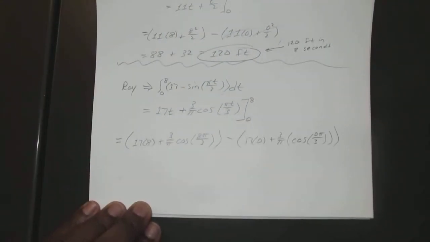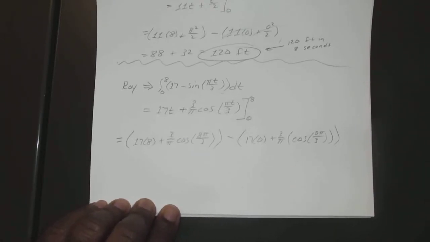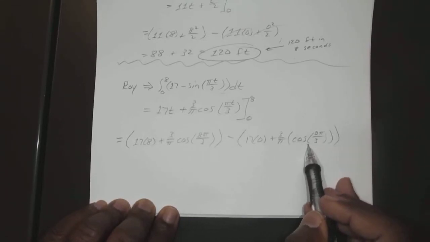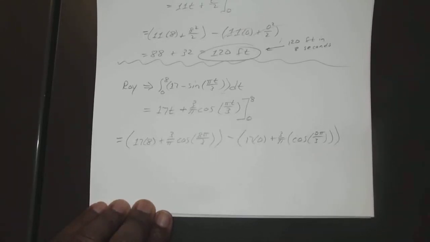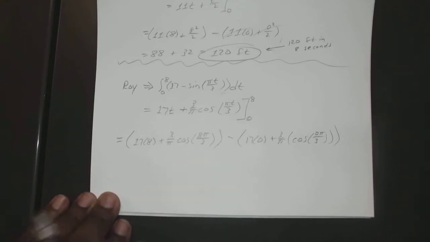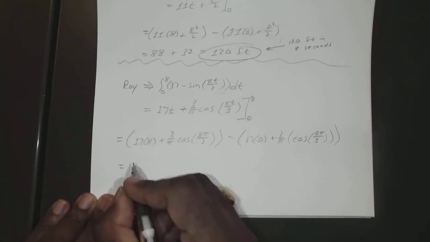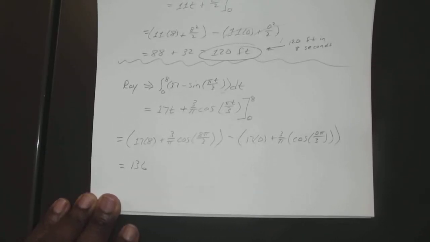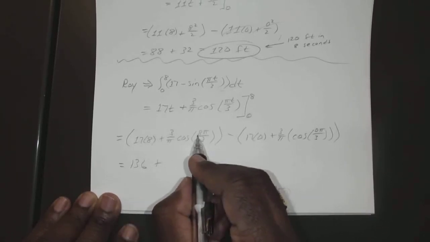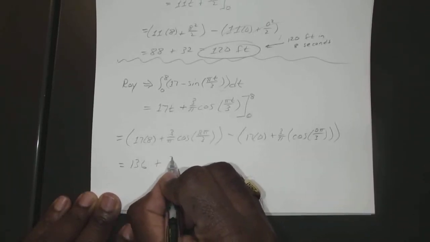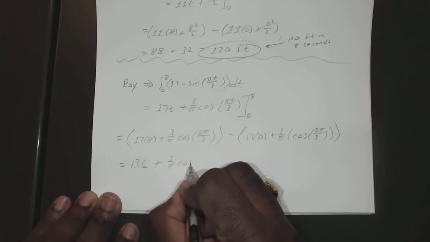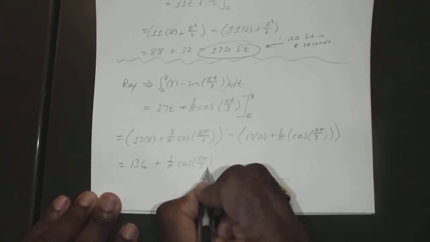Cosine of 0 is 1, and then you multiply that by 3 over pi. That's just 3 over pi. So you have 17 times 8, which is 136. With cosine of 8 pi over 3, you can just plug that into your calculator. So you have 3 over pi times cosine of 8 pi over 3.